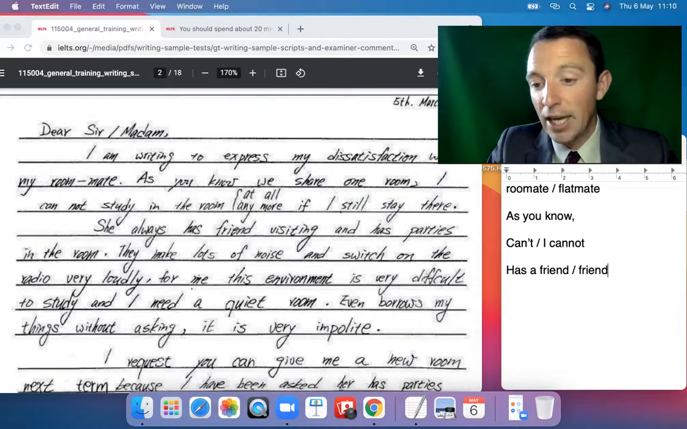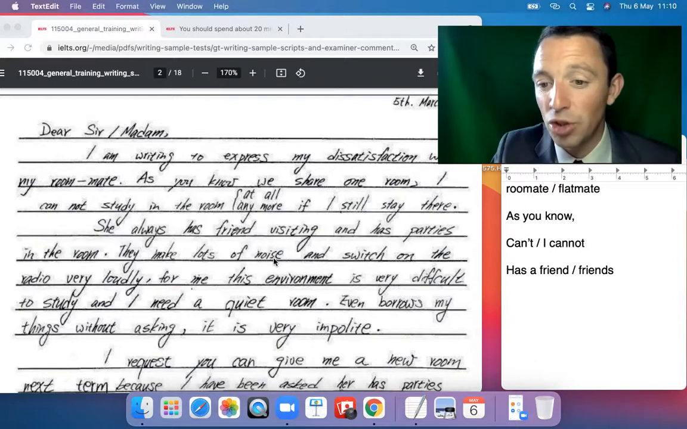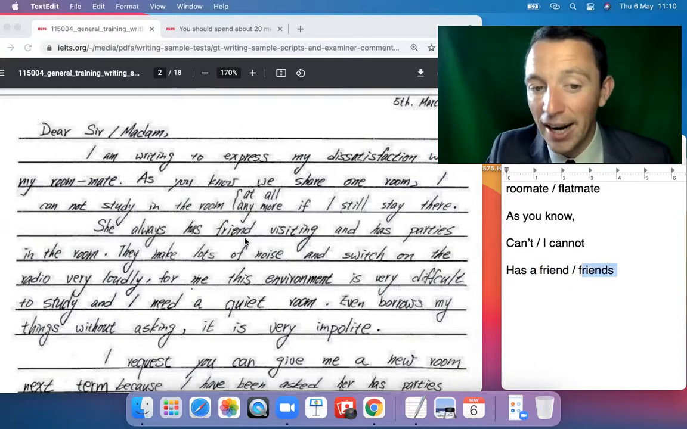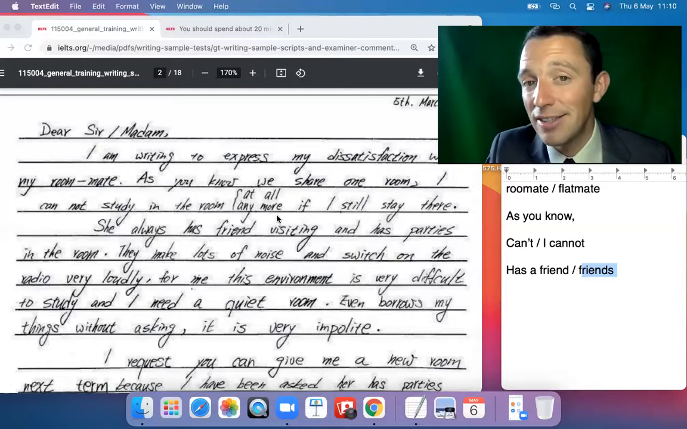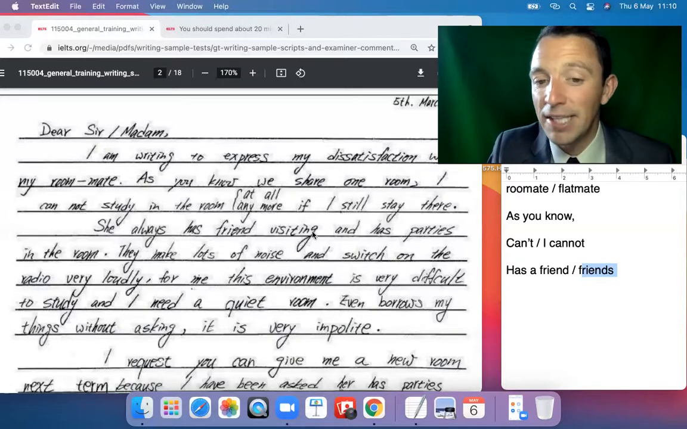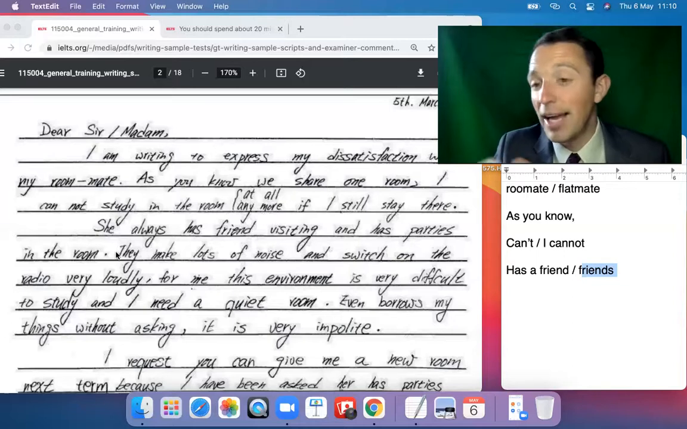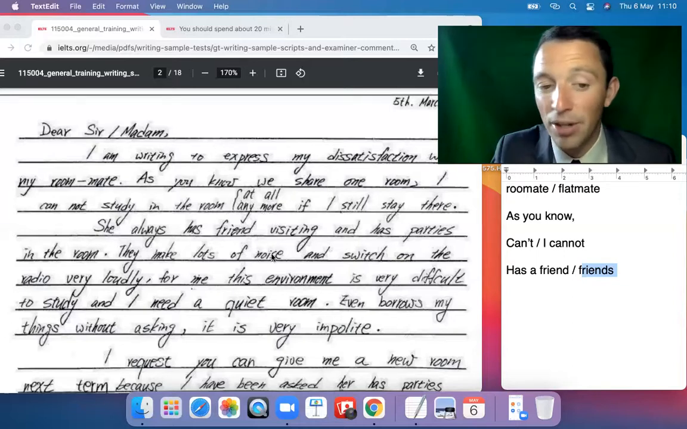Okay, so really you need to select one of the two. She has a friend singular, or she has friends plural. And here there's no article, so this is the error. We need to say friends with the S, or a friend visiting, and has parties in the room. Again, very simple, present simple, not difficult.